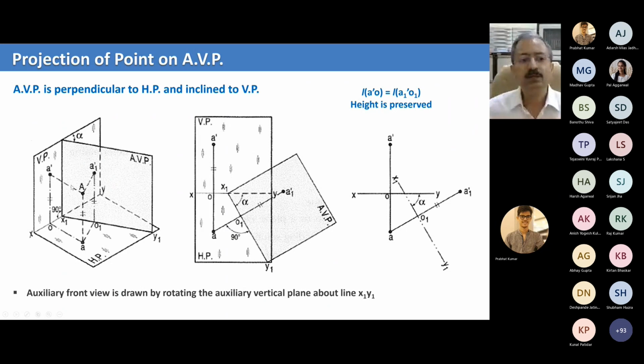So how do we draw the projections of the point A on the auxiliary vertical plane? First, let us do the normal vertical plane. So you draw your line XY, and you draw a vertical line perpendicular to the XY line. And you map your point A.